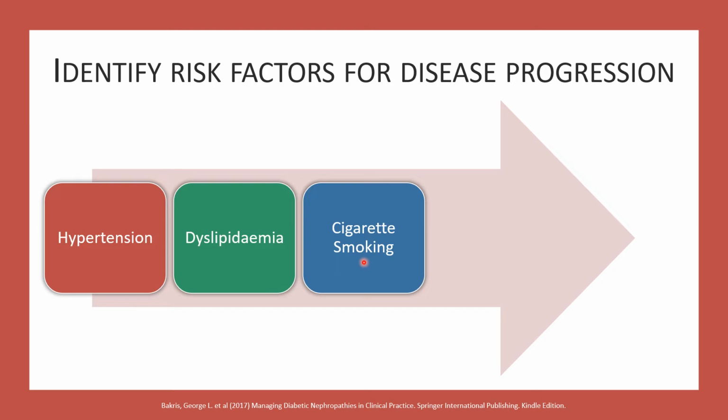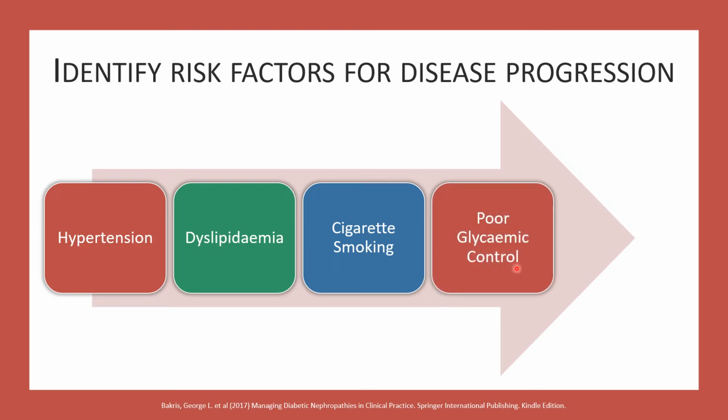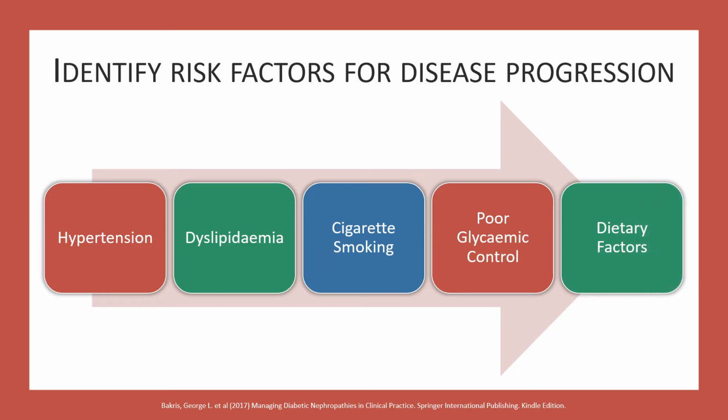So it's just something to be aware of. If you've got a diabetic, the worse the glycemic control, the bigger the impact it has on kidney function. And then, of course, we've got dietary and lifestyle factors. We will be picking up on all of these when we do the assessment in a short while.